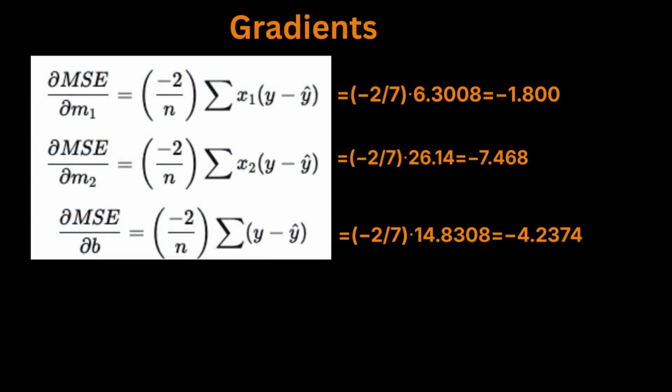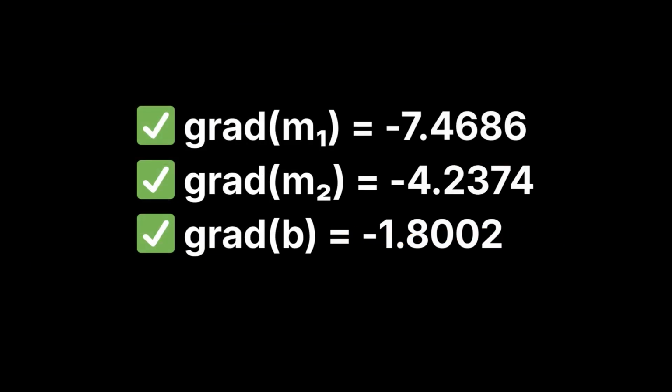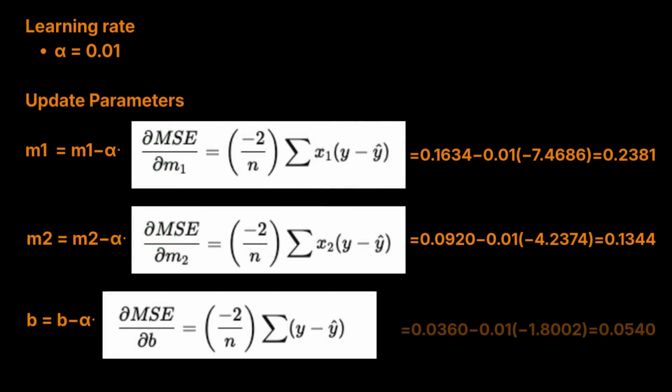Now we compute the gradients. Same formulas as before. We take those sums and multiply by minus 2 over n. This gives us one gradient for m1, one for m2, and one for b. Now we update parameters by moving opposite to the gradient. Same learning rate, alpha equals 0.01. This gives us our second update.